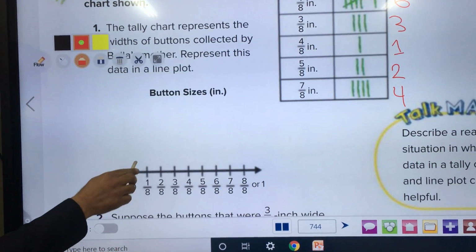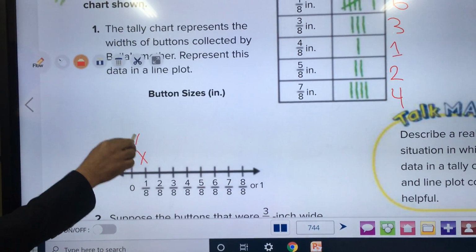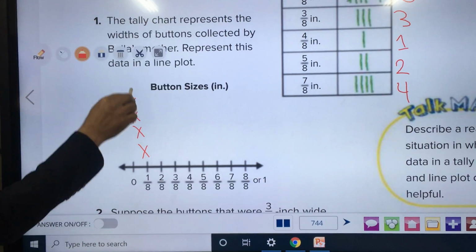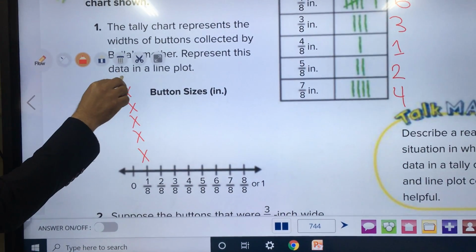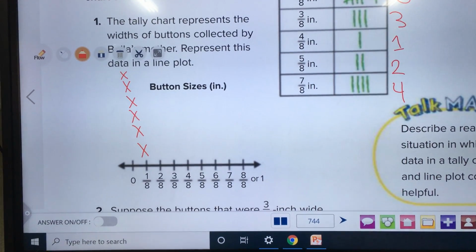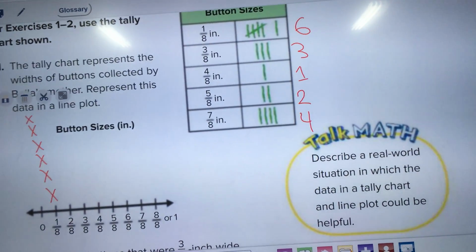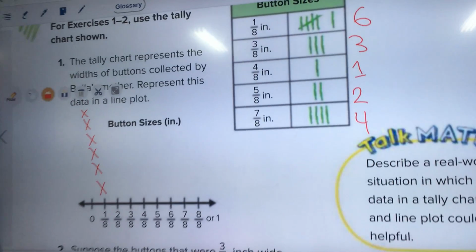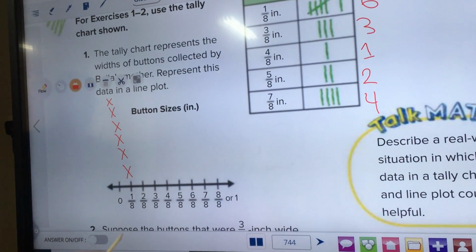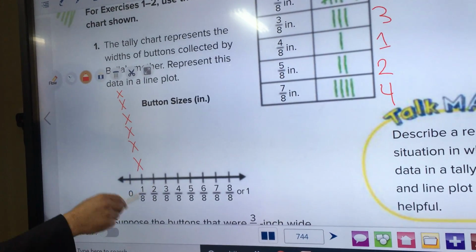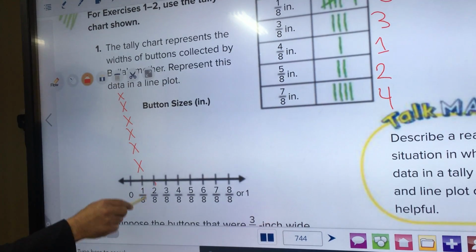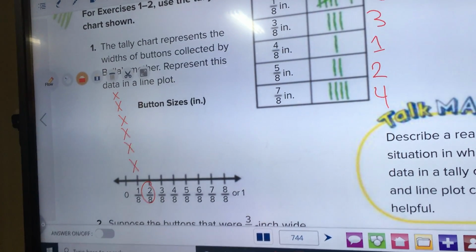Okay. 1, 2, 3, 4, 5, and 6. Second one is 3/8. It will be what? 3. Where do I place it? Okay, this is here. Be careful. Skip this one already. There is no information about this.